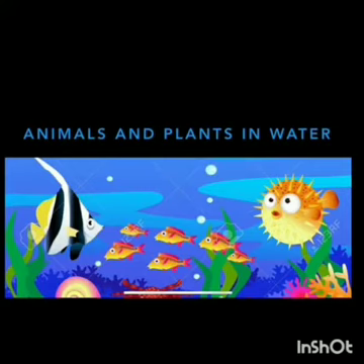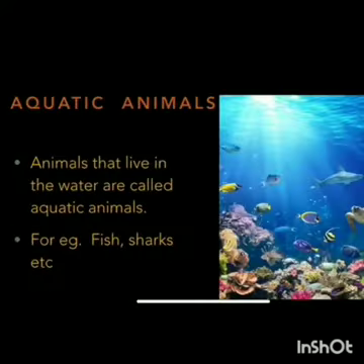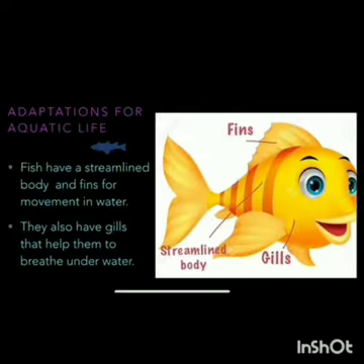Now let's study about the animals and plants living in water. Aquatic animals. Animals that live in the water are called aquatic animals. For example, fish, sharks, etc. Adaptations for aquatic life. Fish have a streamlined body and fins for movement in water. They also have gills that help them to breathe underwater.